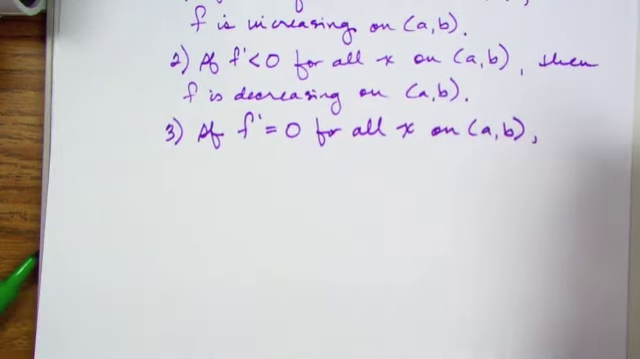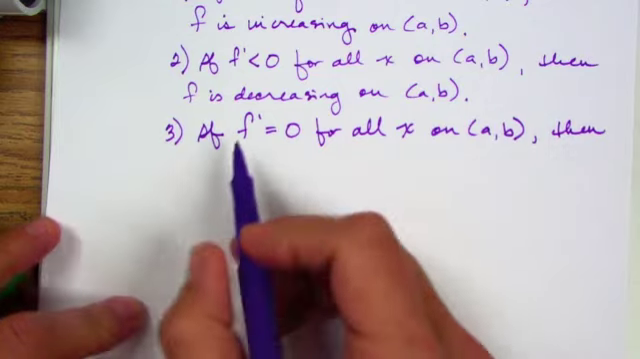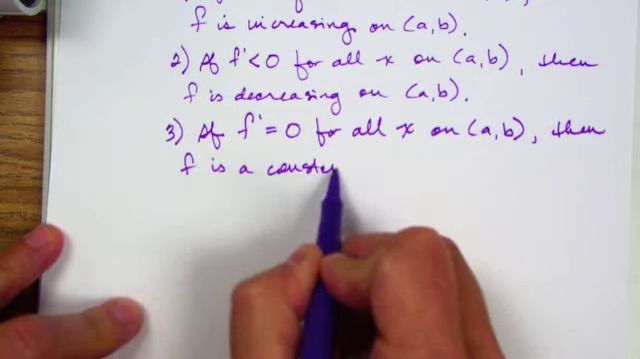If f prime of x equals 0 for all x on AB, then f is a constant.